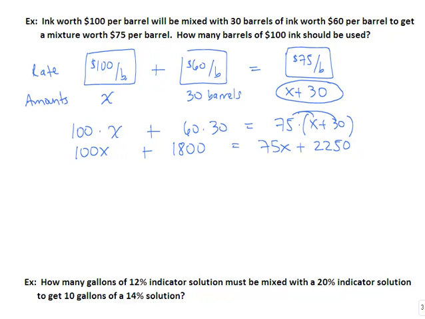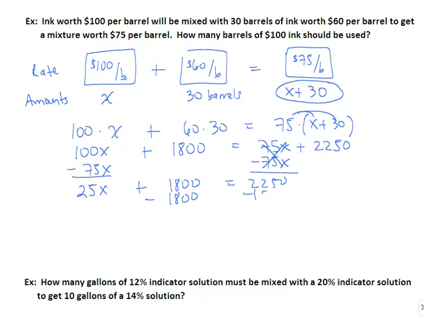Now we want to get our x's together. So I'm going to subtract 75x to the left side. 100x minus 75x is 25x. Plus 1800 equals 2250. Let's get our numbers together. So now I'm going to subtract 1800 to the right side. So I have 25x equals 2250 minus 1800 turns out to be 450. Again, use your calculator.